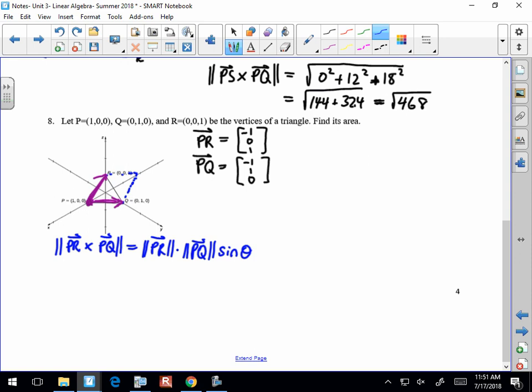I got trig on the mind after the trig identity story, so I kind of fell into the idea of doing it with the trig component. So I need the angle. If I'm going to determine the angle, I'm going to use the angle formula. So cosine of theta is equal to, in general, u dot v over the two magnitudes multiplied.